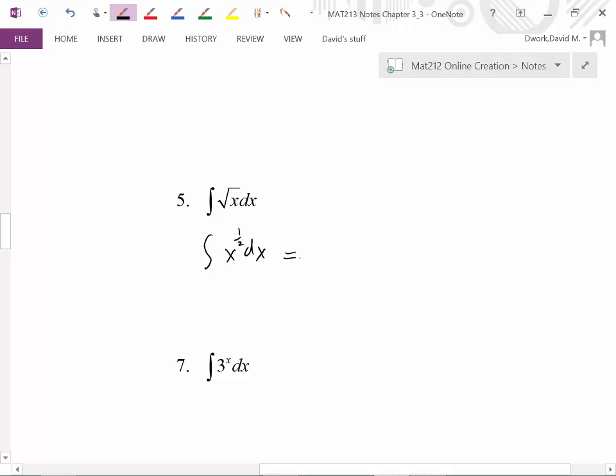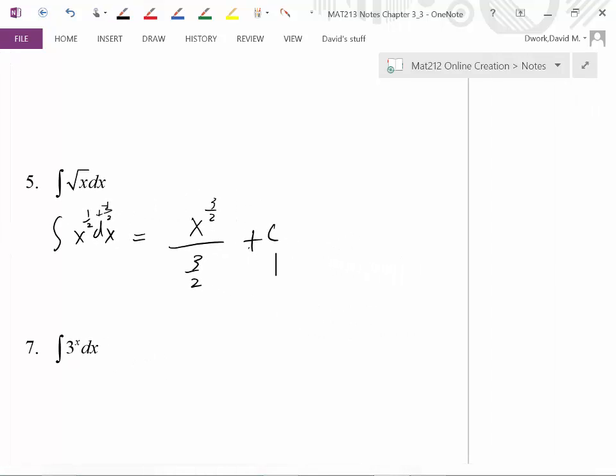So the integral of this would be what? I need to add 1 to a half. So 1/2 plus 1, well, then I common denominator, so that'd be 2 over 2. So that makes what? 3 halves. Well, if it's x to the 3 halves, then I need to divide by 3 halves. And of course we need plus c.